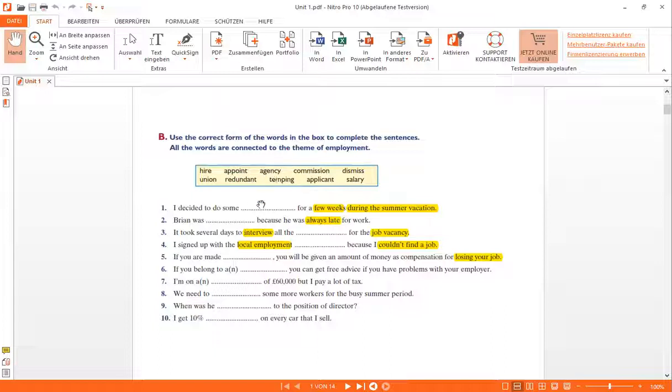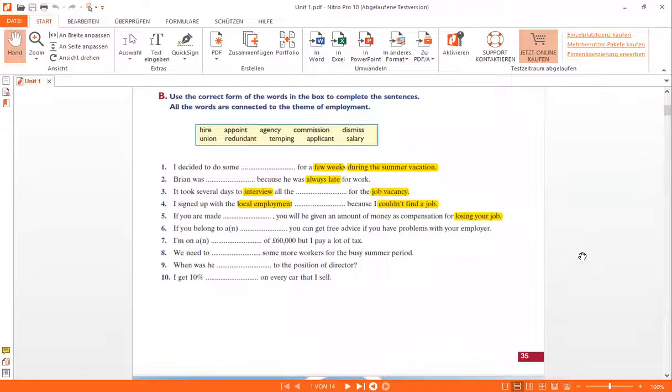The two words that come close are hire and temping. But putting hire here wouldn't make sense. I decided to do some hire for a few weeks during the summer vacation. That doesn't make sense. So that leaves us with temping as the correct answer. Temping comes from the word to temp, which is the short form for temporary. It basically means taking on a particular job for a few weeks, a few days. So a temporary short span of time, and the summer vacation is a temporary short span of time.